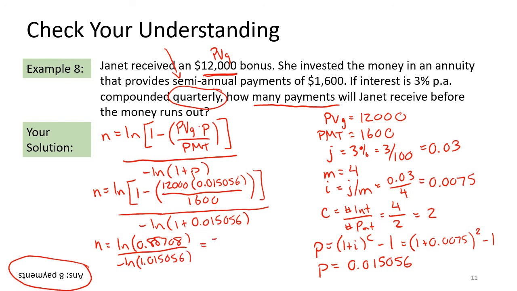Calculating those out, you'll get negative 0.11982 divided by negative 0.014944. Seems like a lot of numbers, but I just want to give you more ability to diagnose any issues you might have. So, finishing that, your value of n comes out to 8. So in other words, 8 payments.